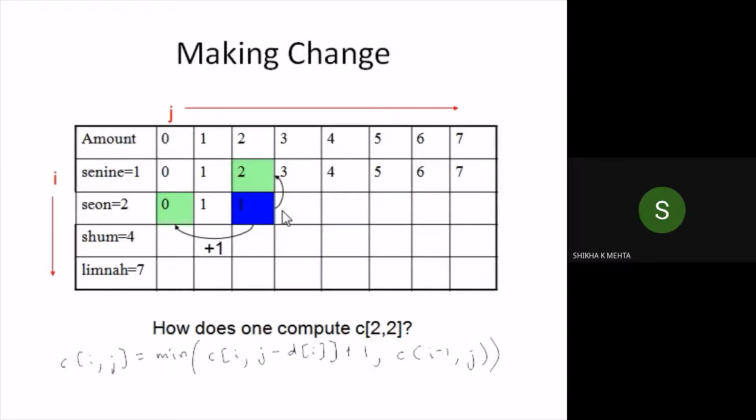So C[i][j] is equal to the minimum of C[i-1][j] and C[i][j - d_i] plus 1. This is being taken over here. When we take the minimum of this, we are able to get 1.